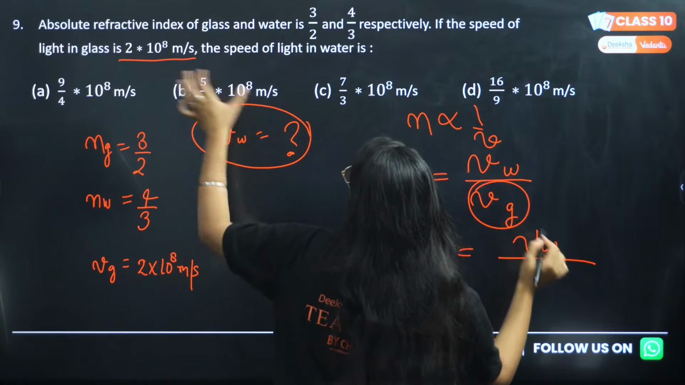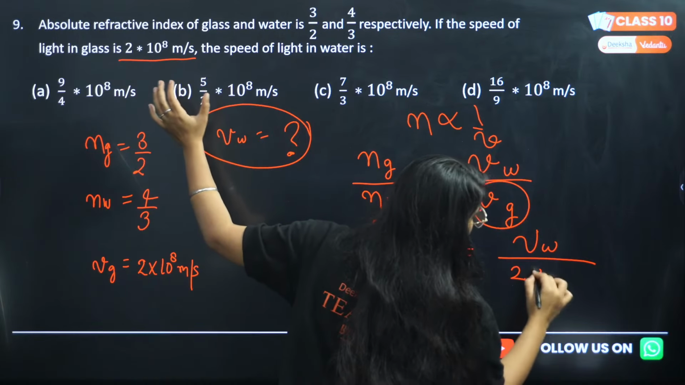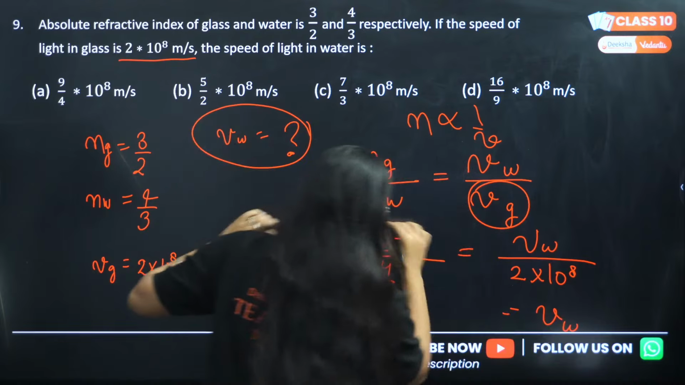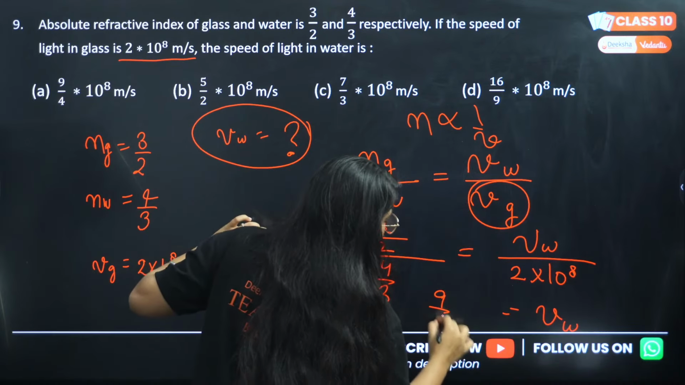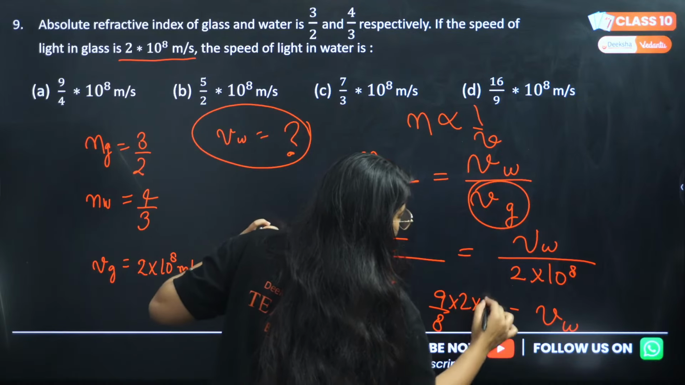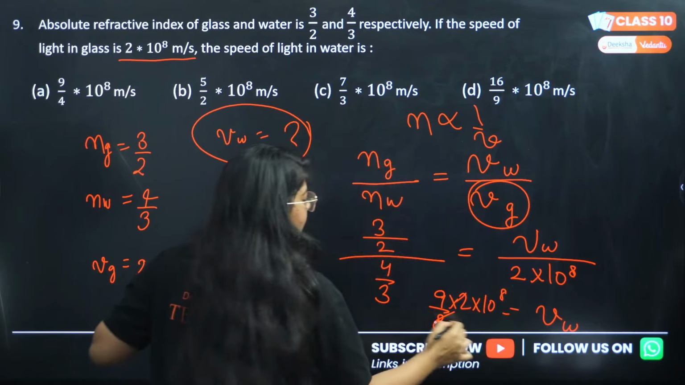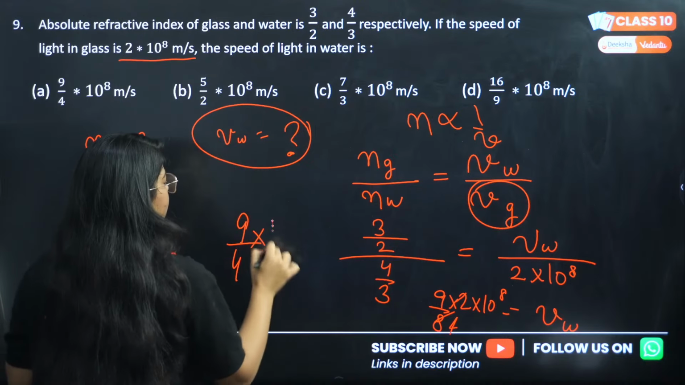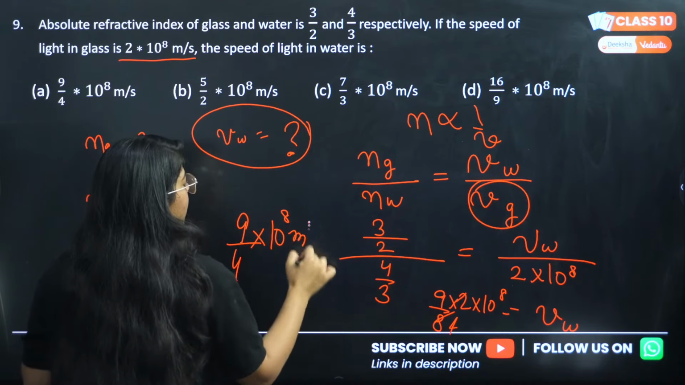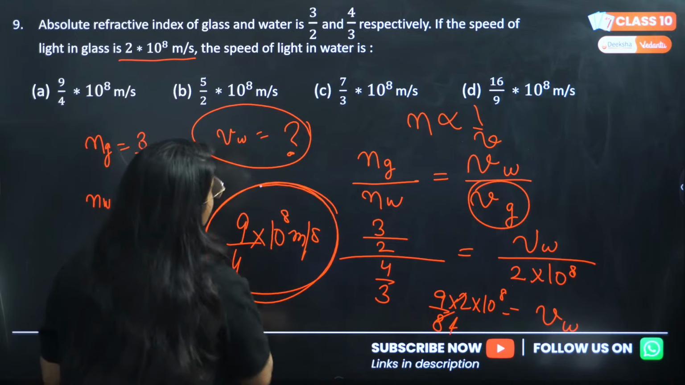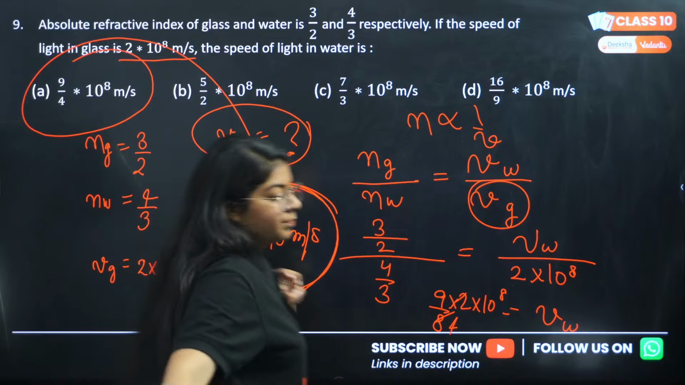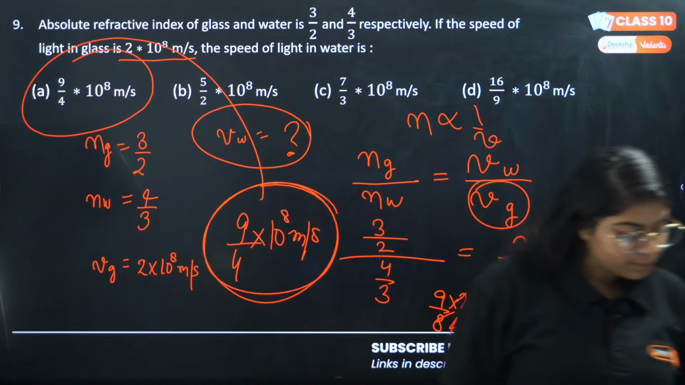And this is given, that is 2 into 10 raised to power 8. So, V of water will be 9 divided by 8 into 2 into 10 raised to power 8. This will get cancelled. So our answer will be 9/4 into 10 raised to power 8 meter per second. Which option is that? We have A. Correct? Understood, everyone?